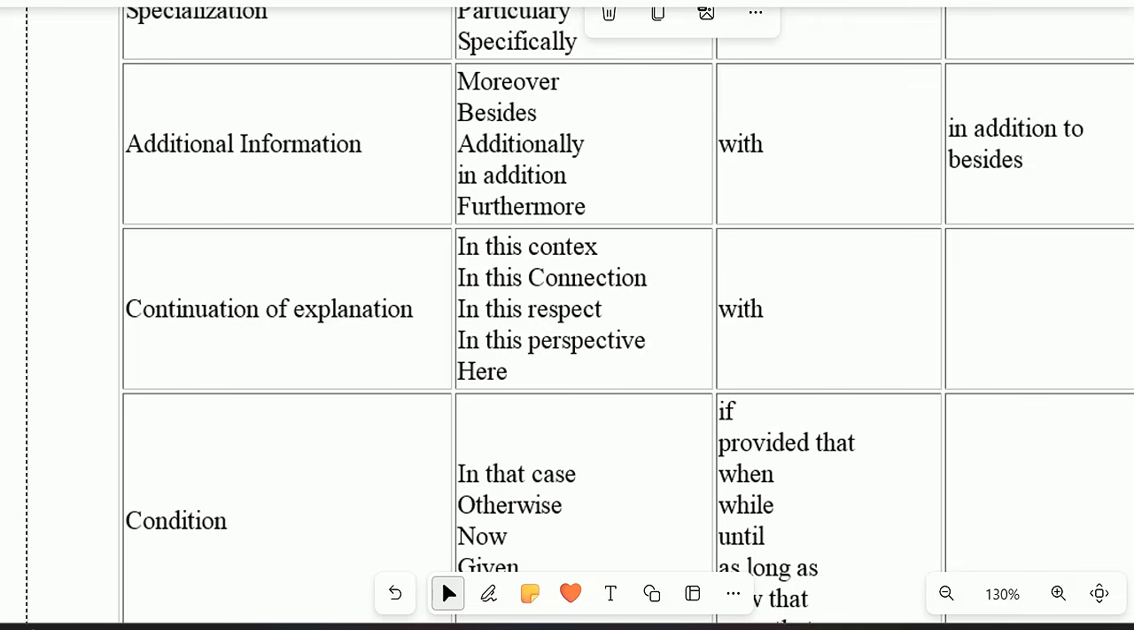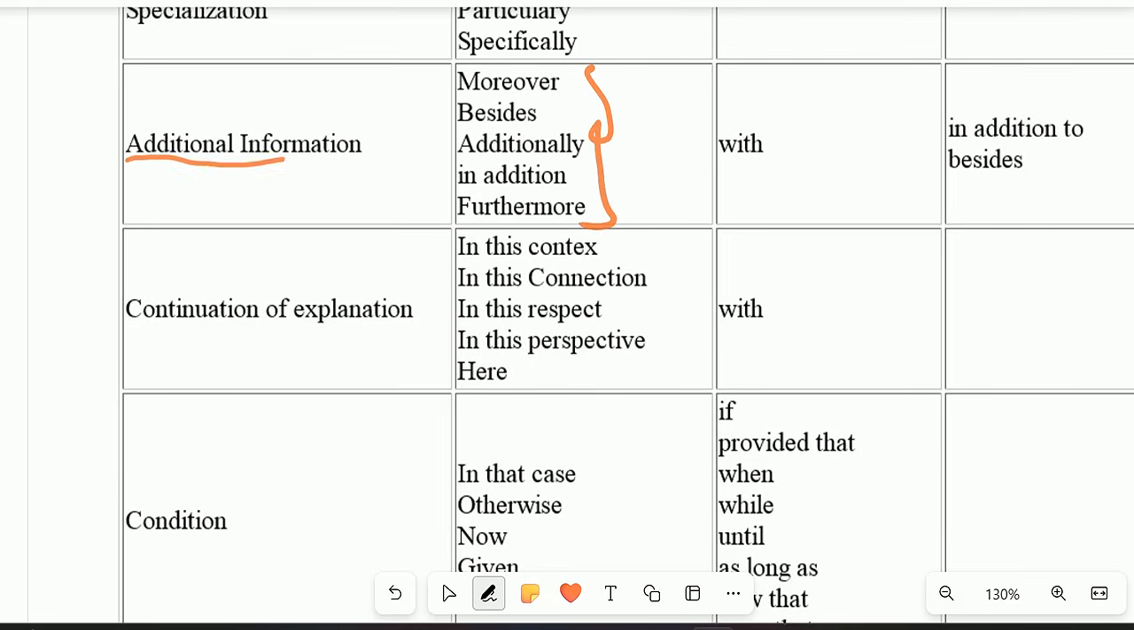And then we still have more. For example, if you want to sustain your argument by providing additional information, you can use words such as moreover, besides, additionally. That's when you still want to explain further, right? And then without sounding like you're repeating yourself, but you still want to substantiate your ideas. That's when you can use these logical connectors to add more information to what you are saying.